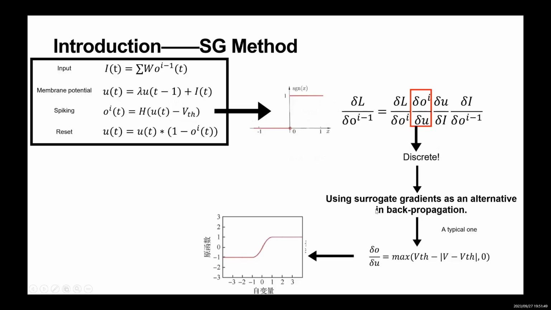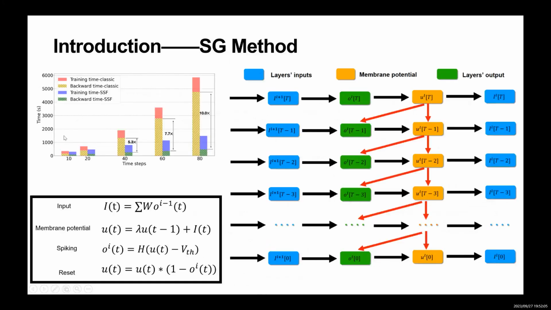To solve this problem, the SG method uses a surrogate gradient replacing the original Heaviside function during backpropagation, thus enabling the use of the classic BP method. However, the SG method's training cost is unstably high, especially with long time steps, as shown in this picture. When time steps grow longer, training time needed in the SG method experiences rapid growth.